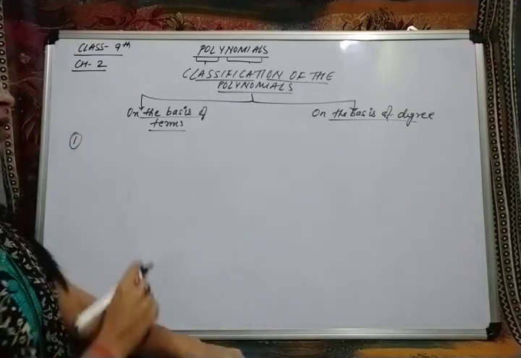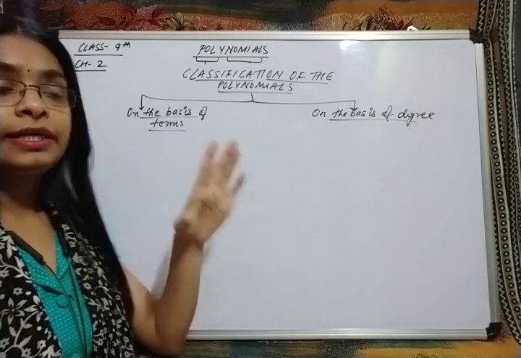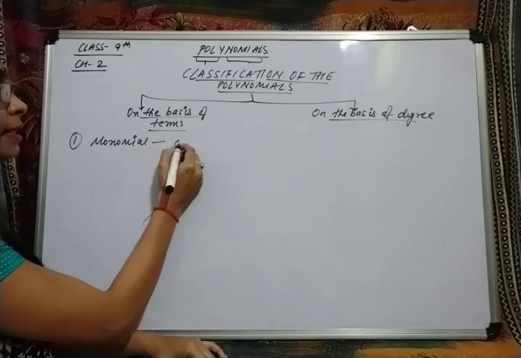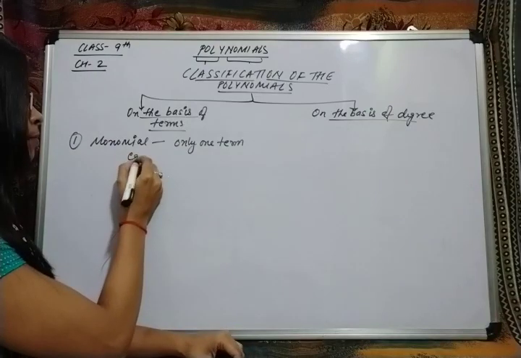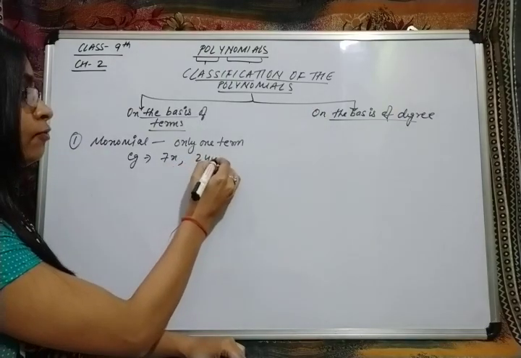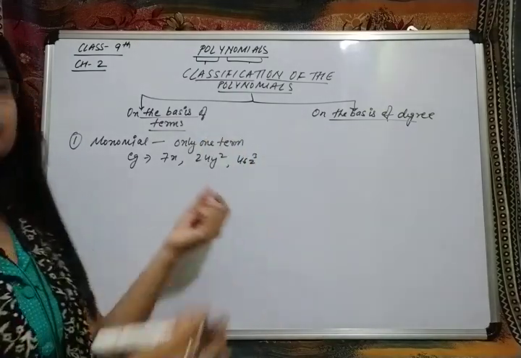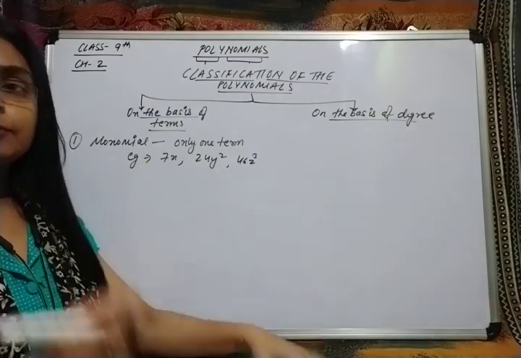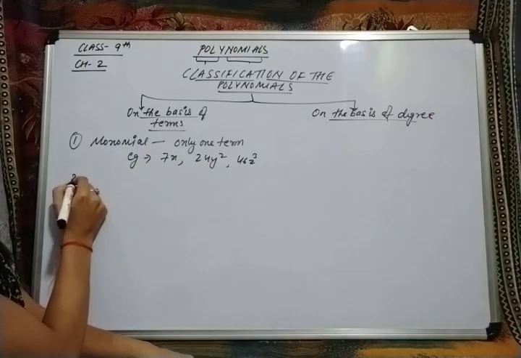If there is only one term in the polynomial, it will be a monomial. It contains only one term. Example, 7x, then 24y square, then 46z cube. These contain only one term: 7x, 24y square, 46z cube. If in a polynomial there is only one term, it is said to be a monomial.